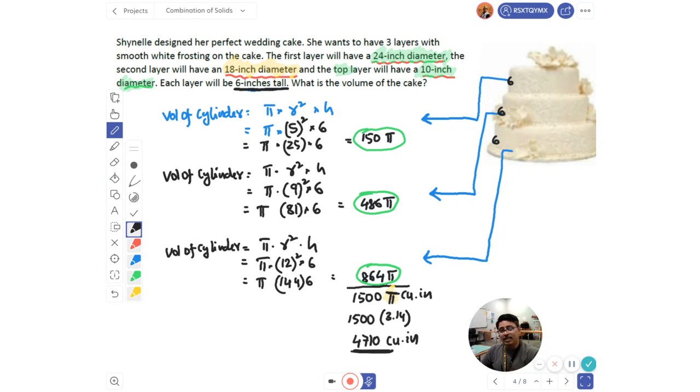Questions on this? We computed 3 layers of cake separately and then we added to get the total volume of the cake. Any questions on this? Okay. So let's go to the next question.